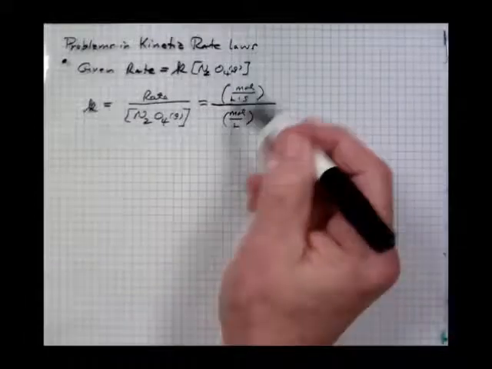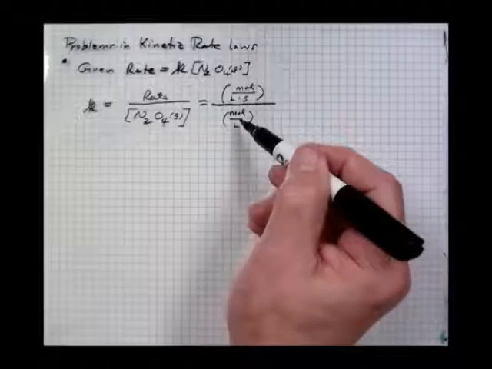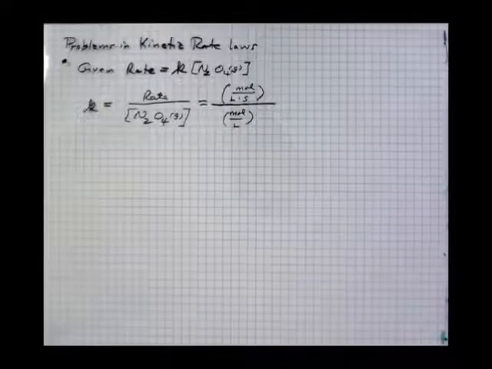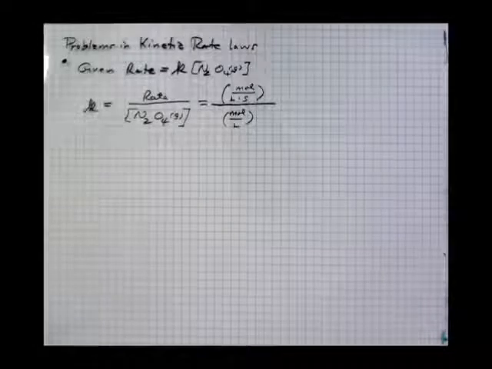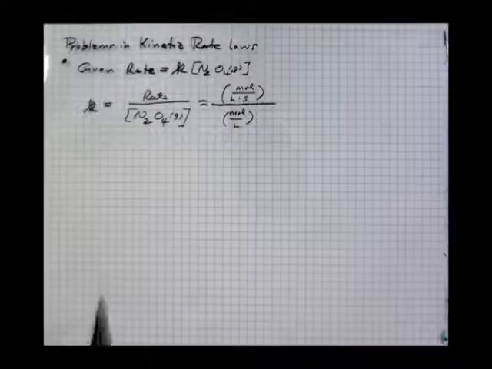Now I could have left that in molar and then have molar over seconds over molar, invert, cancel, and have a reciprocal seconds in the end of it. But that would leave out the concentration term. It's acceptable, not acceptable, depending on the problem you're working, I guess.